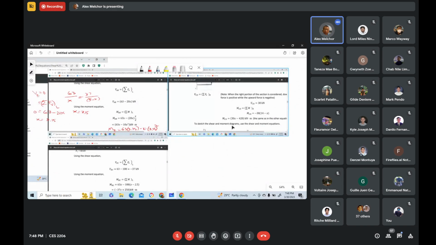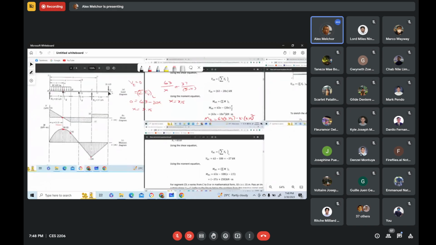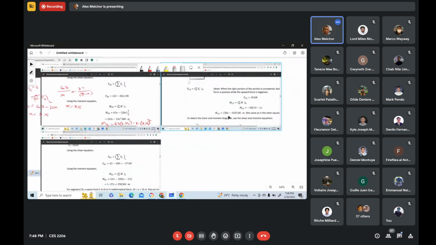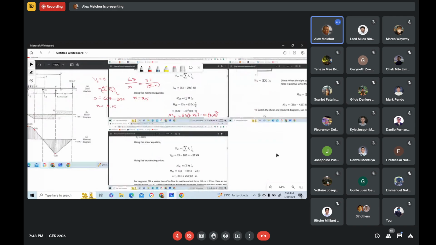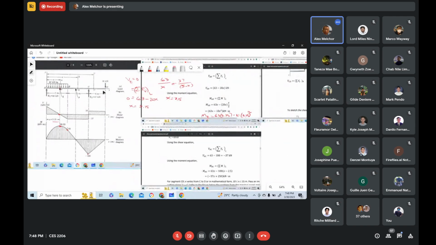At D, the value of x is equal to 14. Okay, this one. The value of x is 14 at section D. So substitute it here. We can solve now for the moment at D. The moment at D is equal to 0. Also, if you are going to use the moment equation, the moment at D is equal to the summation of moments considering the right portion of the section. Now, we have nothing to the right of that section D. So therefore, the moment at D is equal to 0.